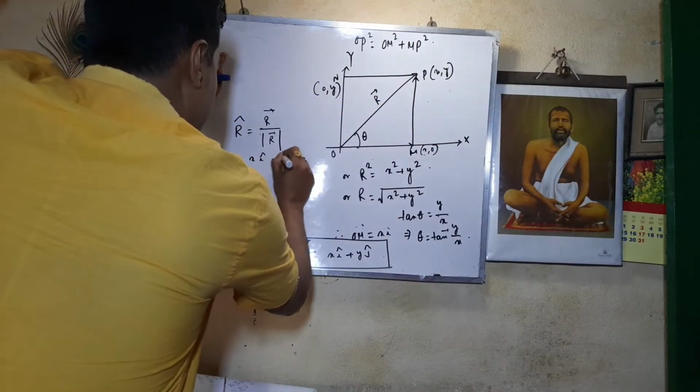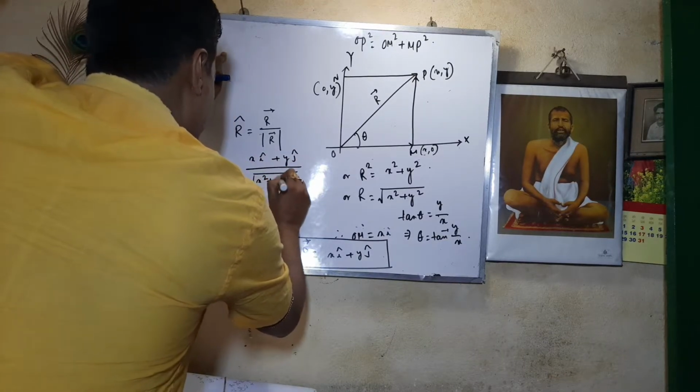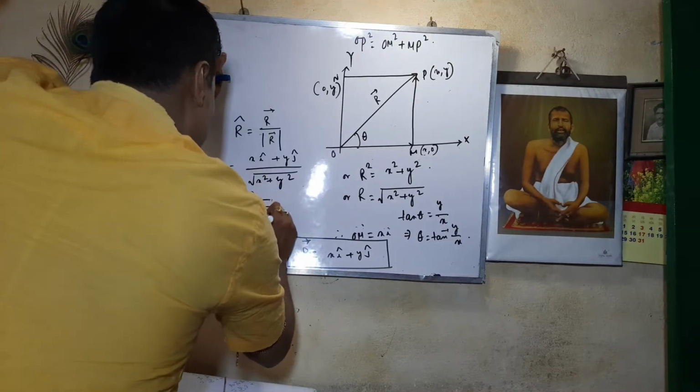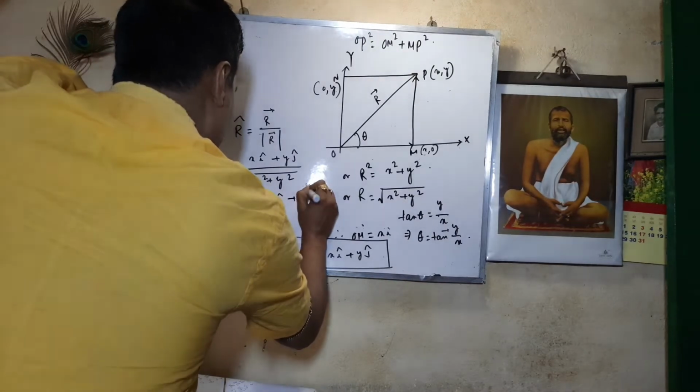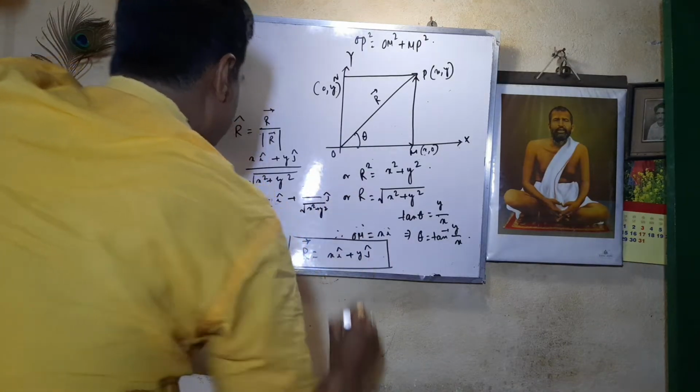It will be equal to x i cap plus y j cap by square root of x square plus y square. That is, it can be written as x by root x square plus y square i cap plus y by root x square plus y square j cap.